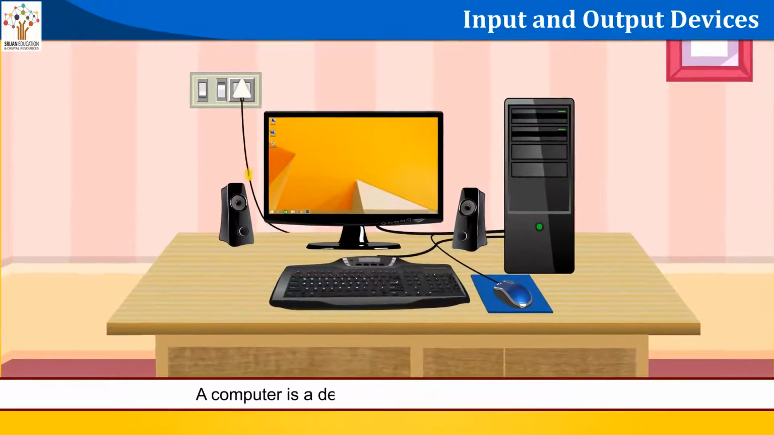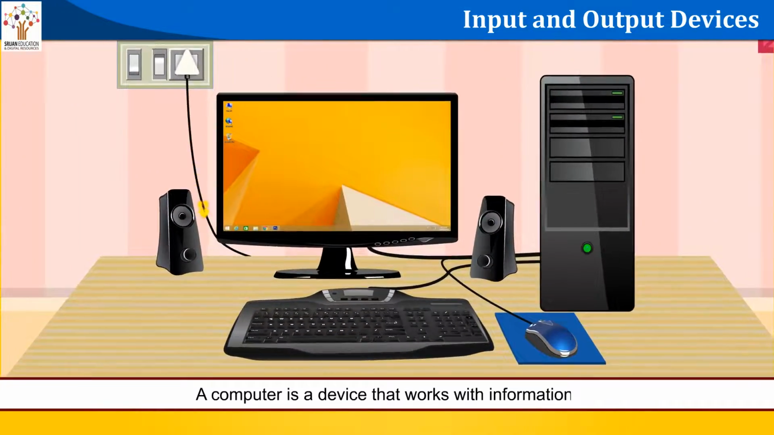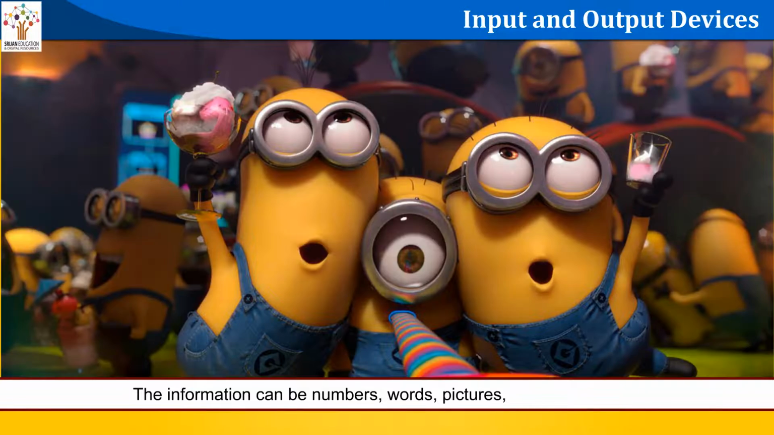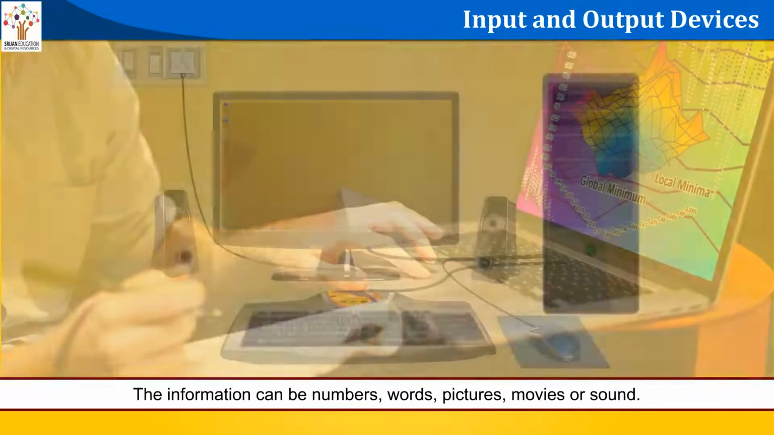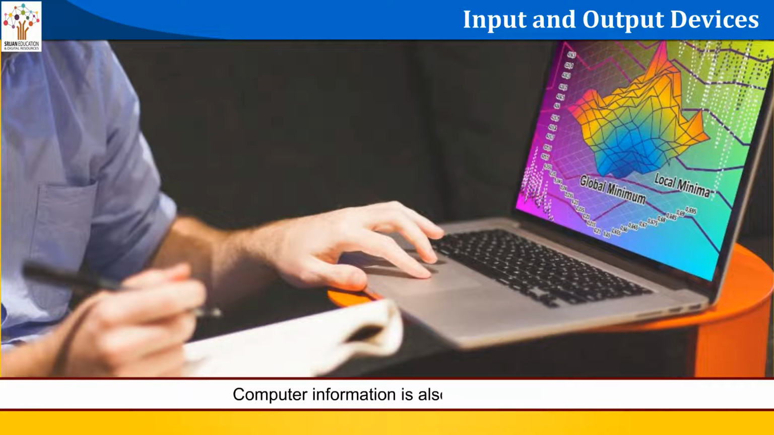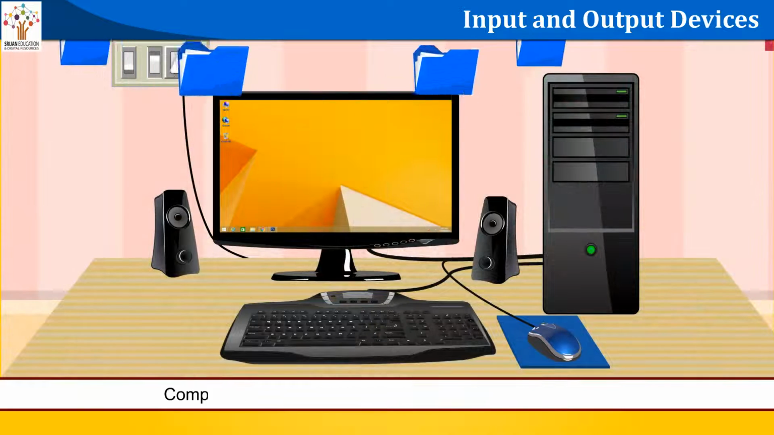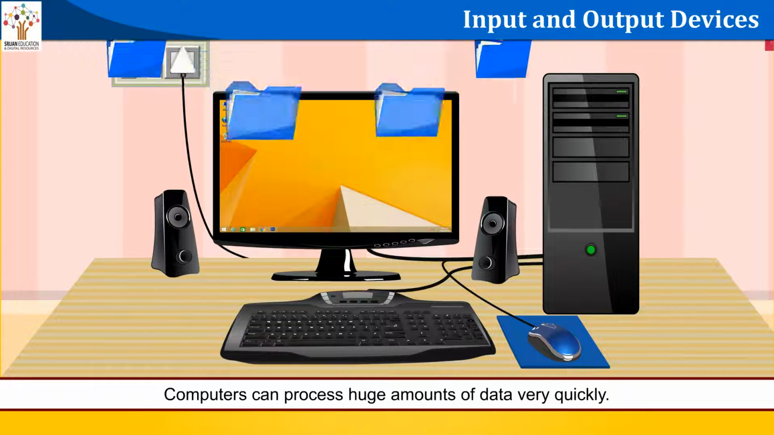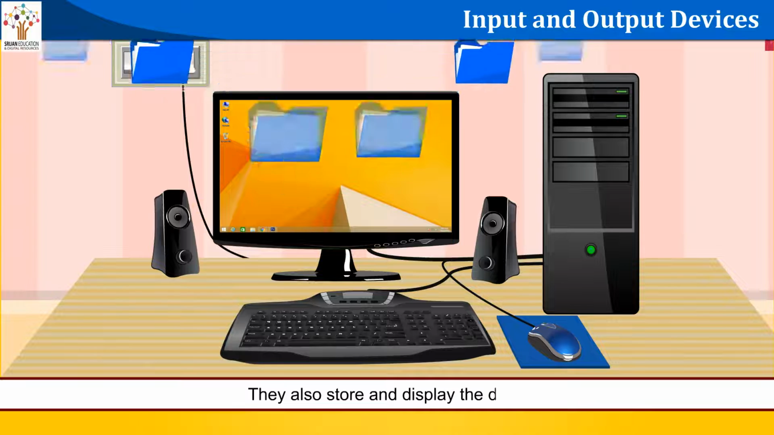A computer is a device that works with information. The information can be numbers, words, pictures, movies, or sound. Computer information is also called data. Computers can process huge amounts of data very quickly. They also store and display the data.